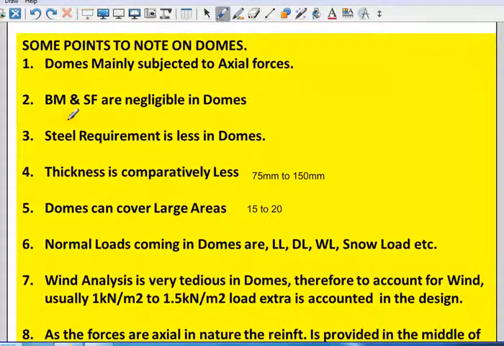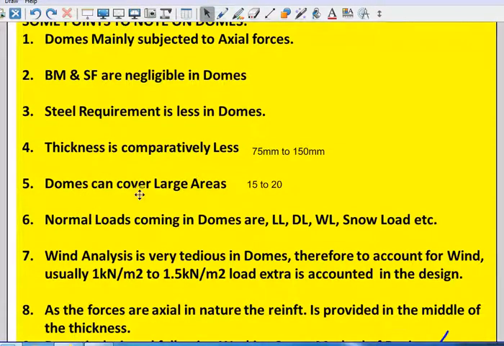When you do a problem, you will understand. Before we wind up, so these are the things, some points on the domes. Domes mainly subjected to axial forces only. As we have seen, only compression and tension forces, bending moment and shear force are very negligible in domes. Steel reinforcement is less in domes. Thickness is comparatively less. Normally we take 75 mm to 150 mm, not more than that. Domes can cover large area, even 15 to 20 meters we can cover with domes.